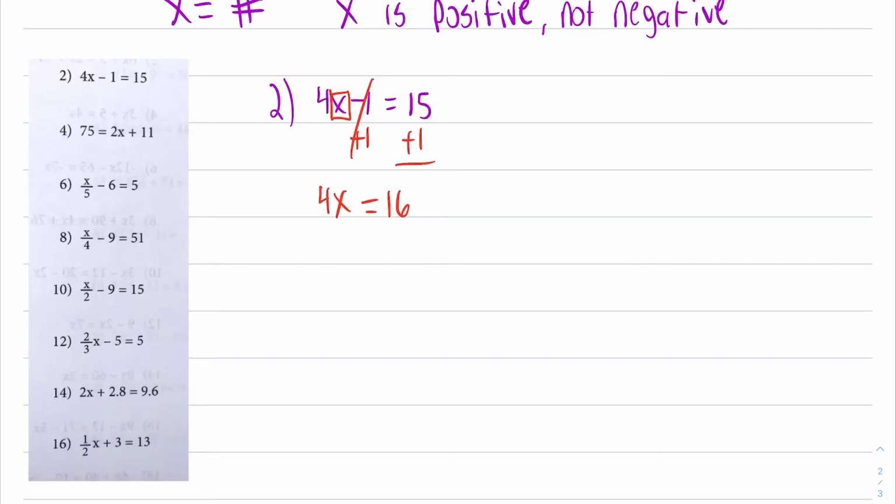The next thing we have is 4x. I don't want 4x, I just want single x because our goal was to have x equals. So we're going to divide by 4 on both sides. 4 over 4 makes 1, 16 over 4 makes 4. Next example.